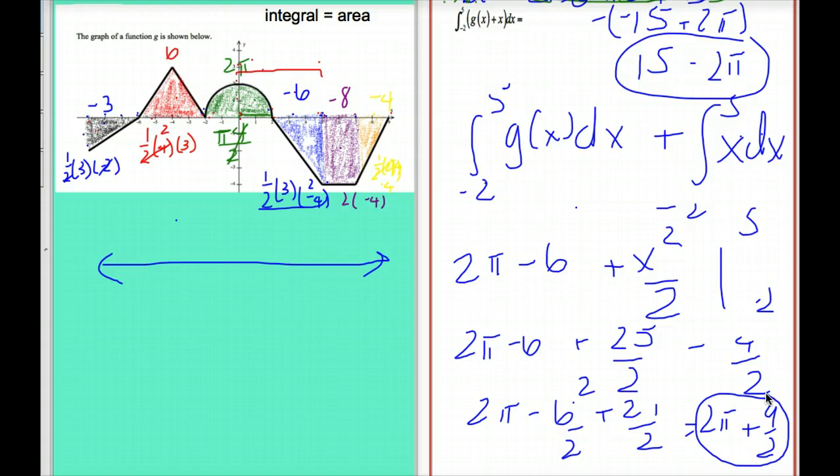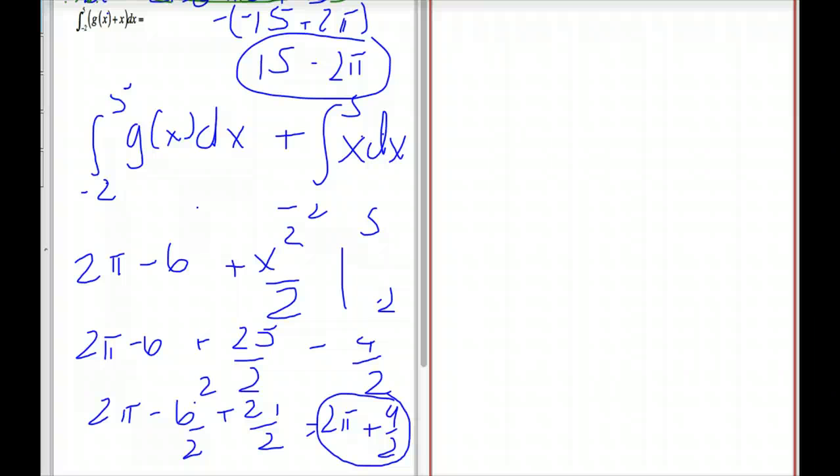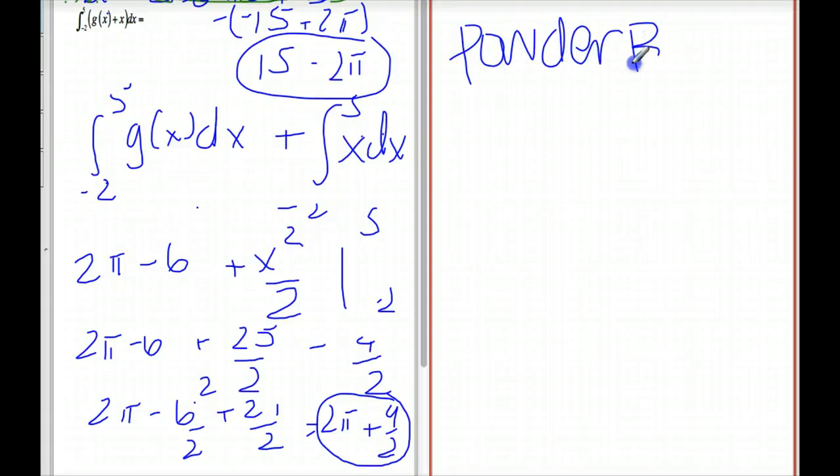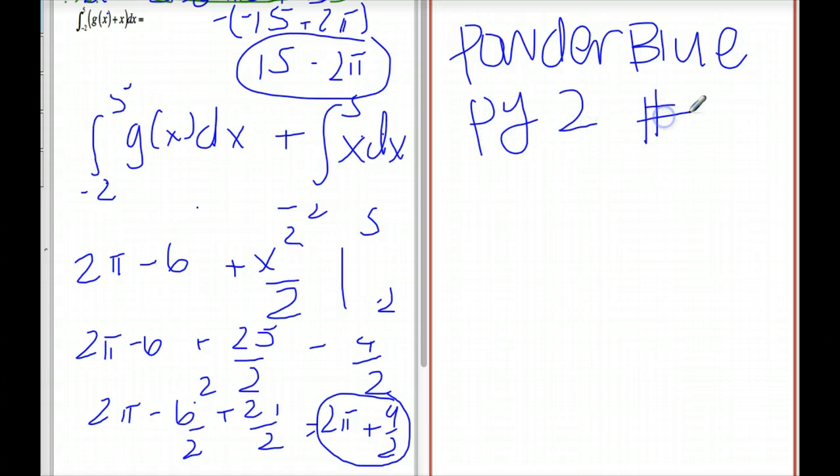So what we really did was we didn't really do much calculus. We started doing the calculus when we started interpreting different properties. So what I'd like you guys to do is go ahead and take a look at your powder blue packet. I'd like you to try page 2, number 21 to 25. So try those out, and on Monday we're going to take a look at the steps to do this.